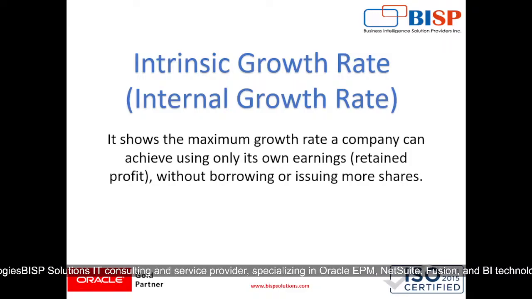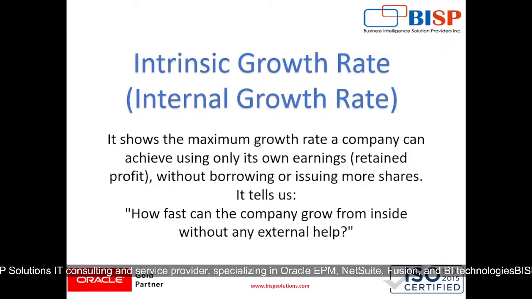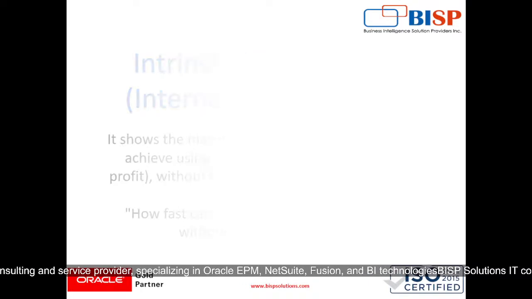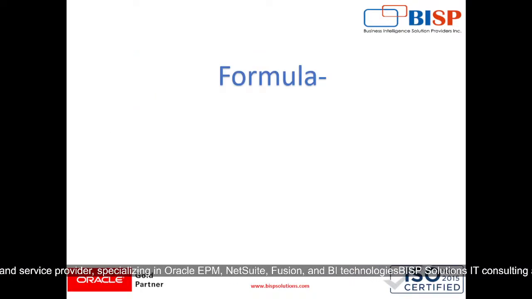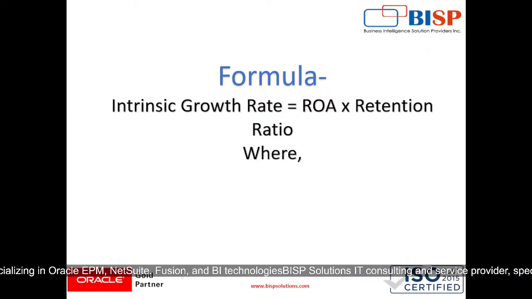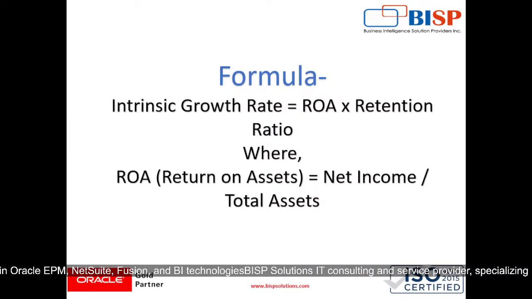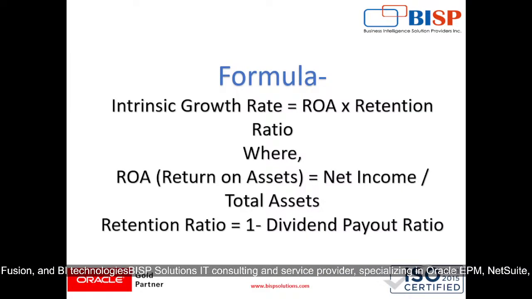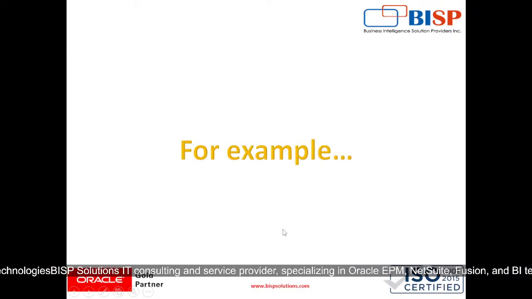So it tells us how fast the company can grow from inside without any external help. For this, we will be calculating it through a formula, which is ROA into retention ratio, where ROA is return on assets, calculated as net income divided by total assets, and retention ratio is equal to 1 minus dividend payout ratio.